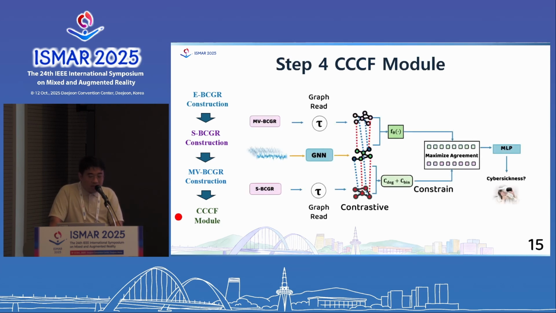Finally, the eBCGR and mvBCGR are fused in a shared latent space through the connectivity-constrained contrastive fusion module, or CCCF. In this process, the sBCGR serves as a structural constraint to enhance multimodal connectivity and improve the quality of the learned representation.